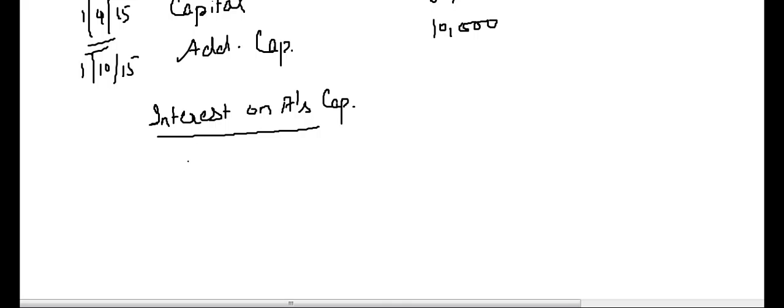Right? We'll say on opening capital of 60,000, we'll pay interest at the rate of 10% for the full year. Right? So this comes to 6,000.